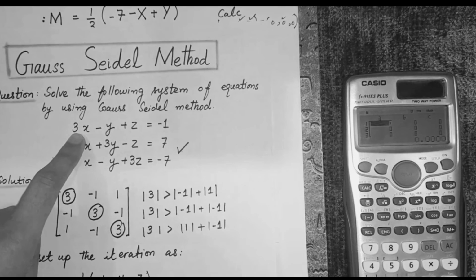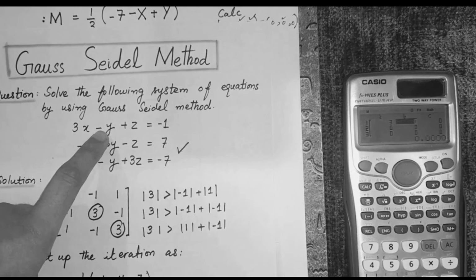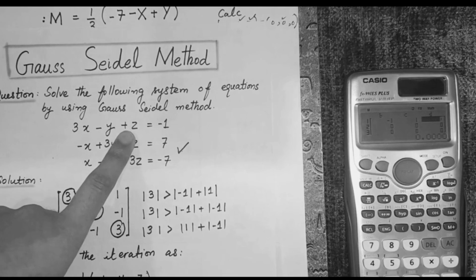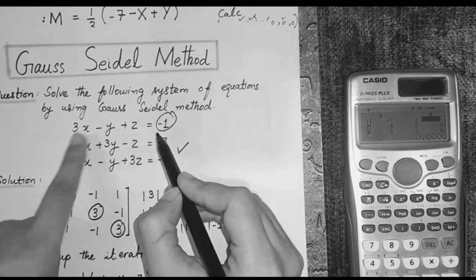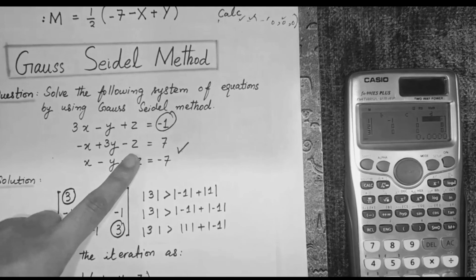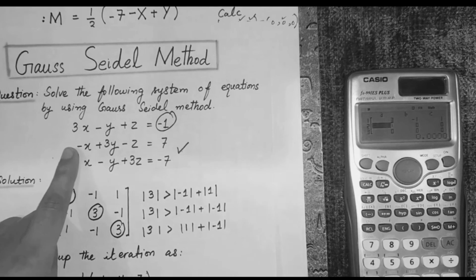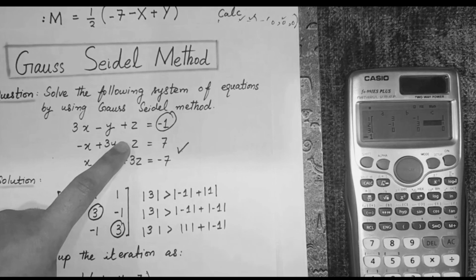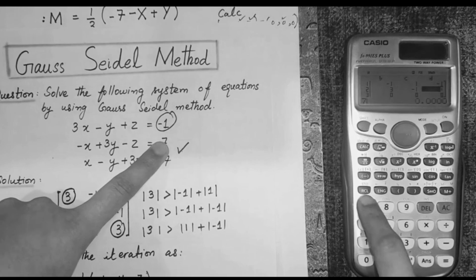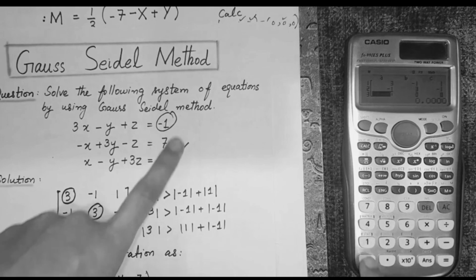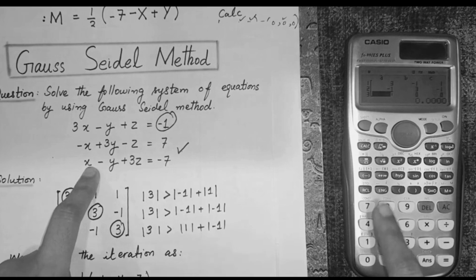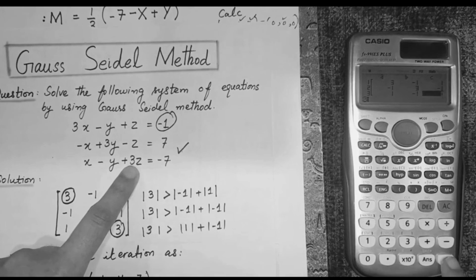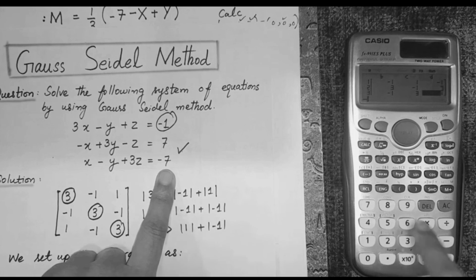So for a there is 3. Press equals to. For b there is negative 1. C's value is 1. And now d, this d is this one, don't put this value. D is negative 1. Press equal to. For the second, minus 1, 3, minus 1. Press equal to, and this is 7. In place of d, we'll put these constants. So for x, 1, negative 1, 3, and this negative 7.